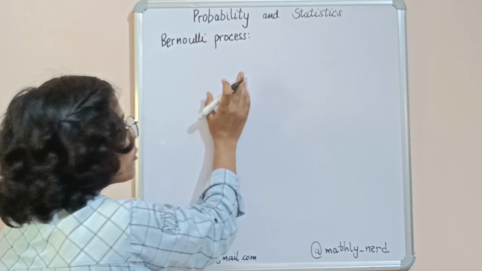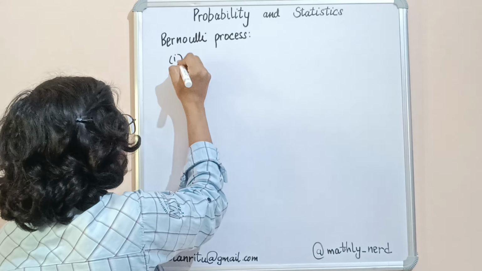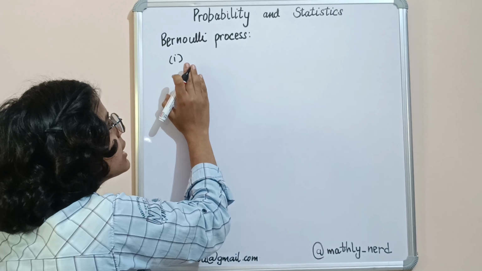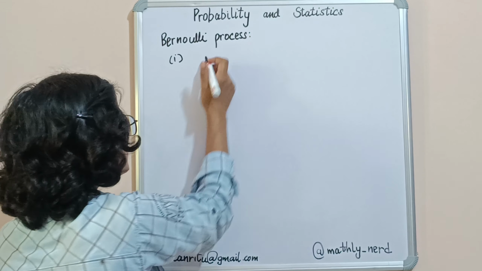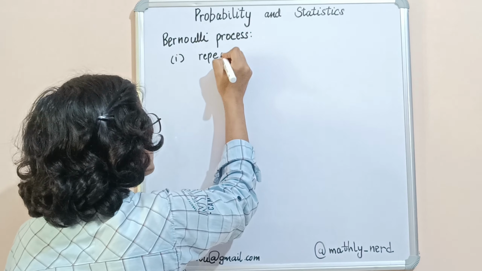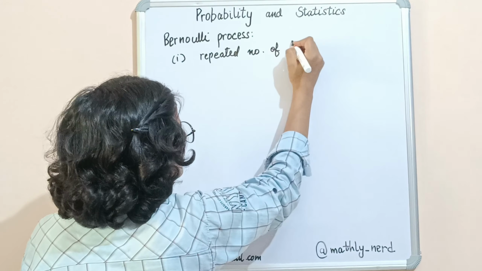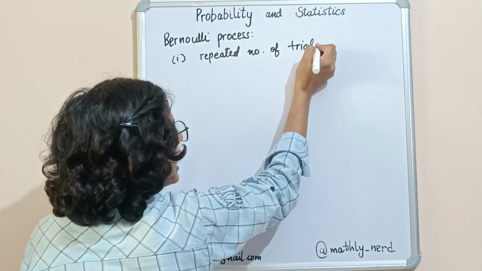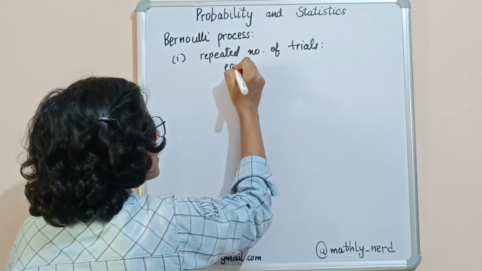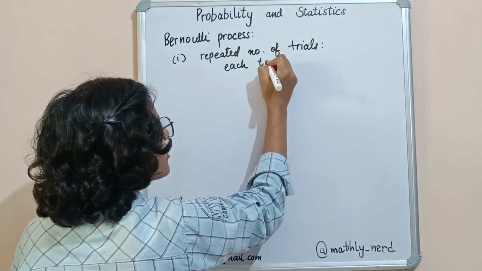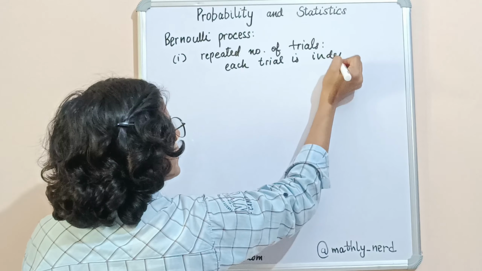Bernoulli process is a process with three properties. First of them is it is an experiment which consists of repeated number of trials. And each trial is independent.